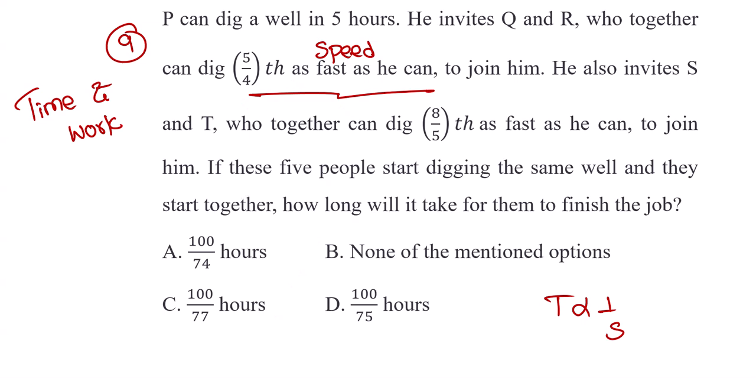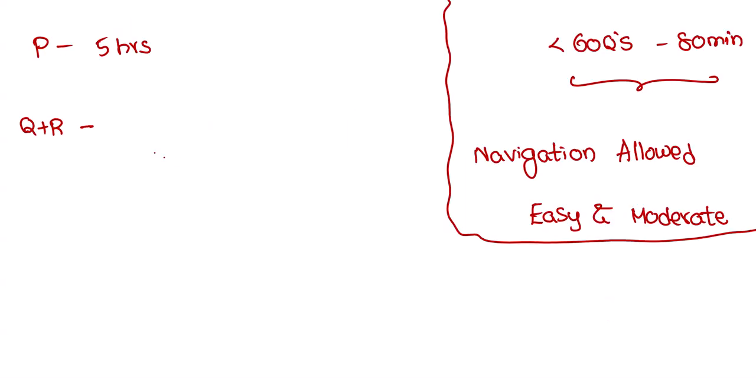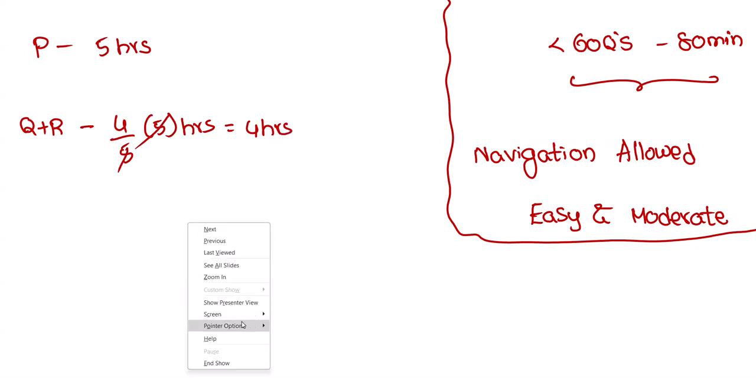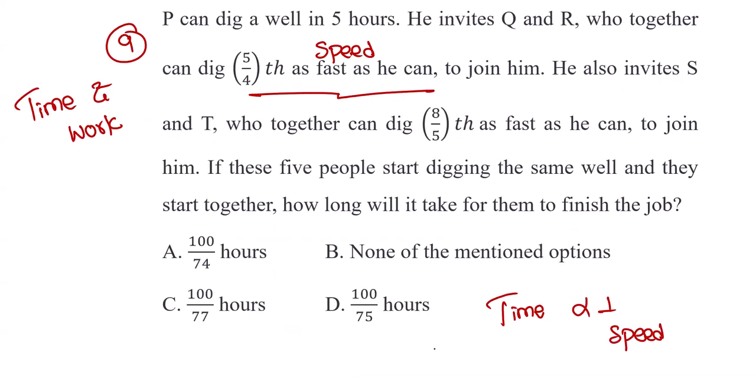Guys, listen. Time and speed are inversely proportional. When speed is 5 by 4, time must be 4 by 5th. So Q and R together can complete the work in 4 hours only. Speed is 5 by 4, so time is inversely proportional. Time should be less when there is more speed, we can observe.